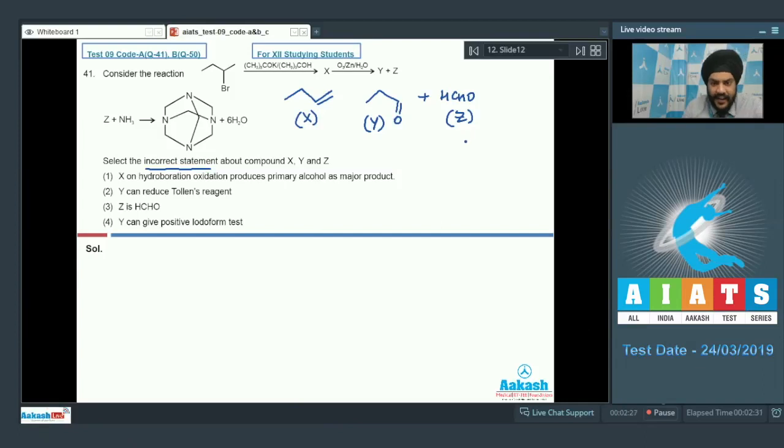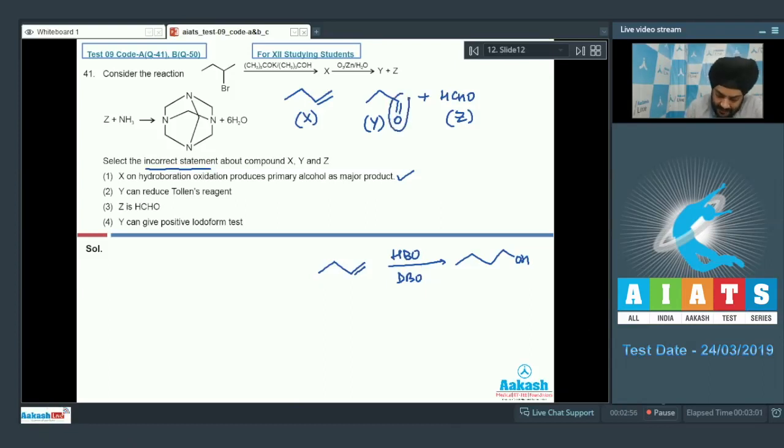Now that we have identified all of X, Y and Z, we can proceed to the options which are given to us. Option 1 says X on hydroboration oxidation produces a primary alcohol as a major product. This is correct, students. When X is subjected to hydroboration oxidation, it is going to lead to the formation of a primary alcohol.